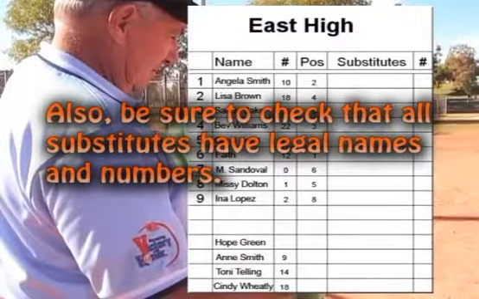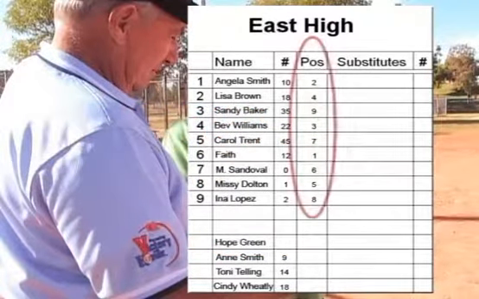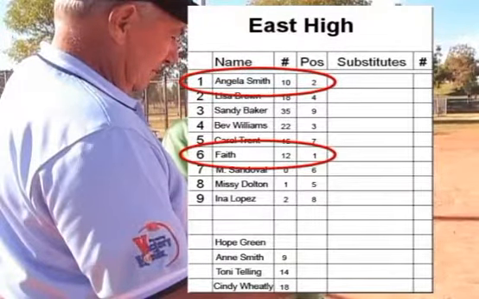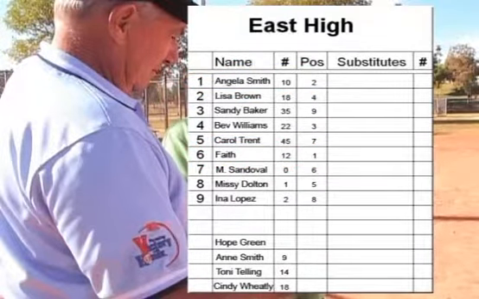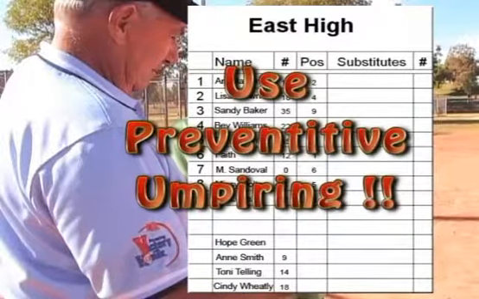Continuing your check, be sure that each player has a uniform number listed by their name and that there are not any duplicate numbers listed. And all starters have their starting defensive positions listed. Teams may want to use courtesy runners for their pitcher and or catcher, so we need to be sure to identify the pitcher and catcher on the lineup card. Taking the time to check these things, doing a little preventative umpiring here, could save you from problems later in the game.